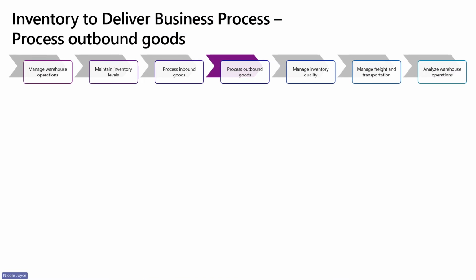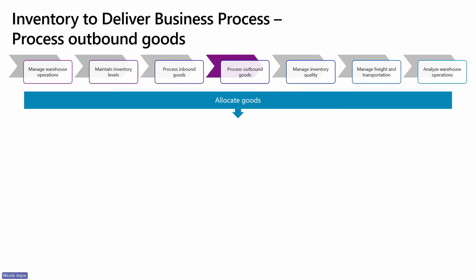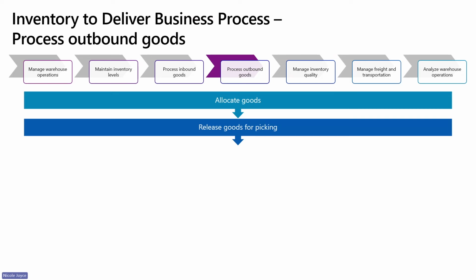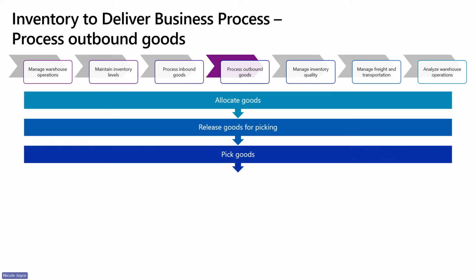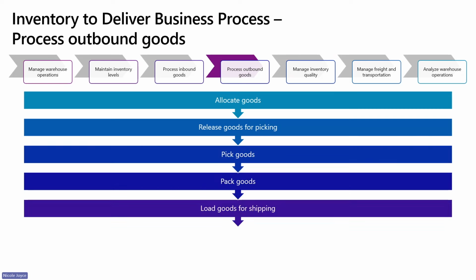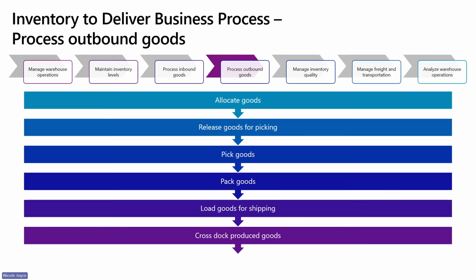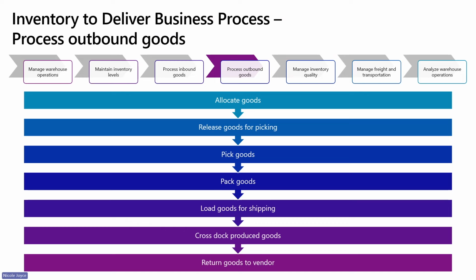All right, great. So let's move into the next business process area, which is process outbound goods. So our level 3 business processes under this area include allocating goods, releasing goods for picking, picking those goods, packing the goods, loading the goods onto trucks for shipping, cross-docking produced goods. Again, this is that opportunistic cross-docking scenario, and returning goods to the vendor, outbound returns.